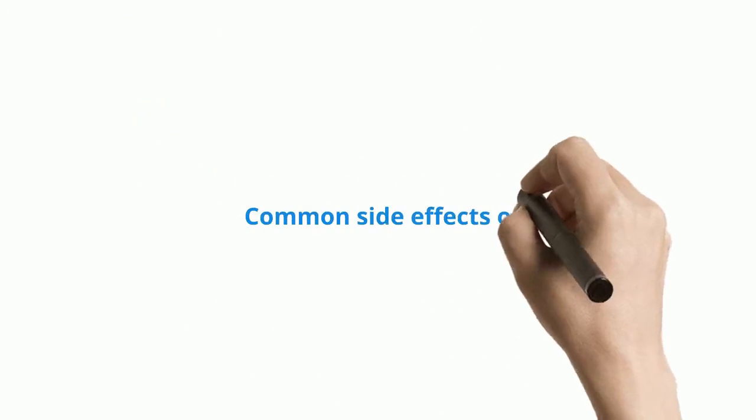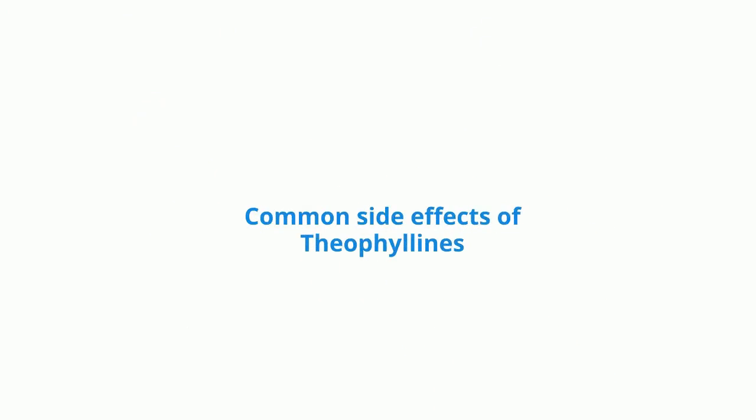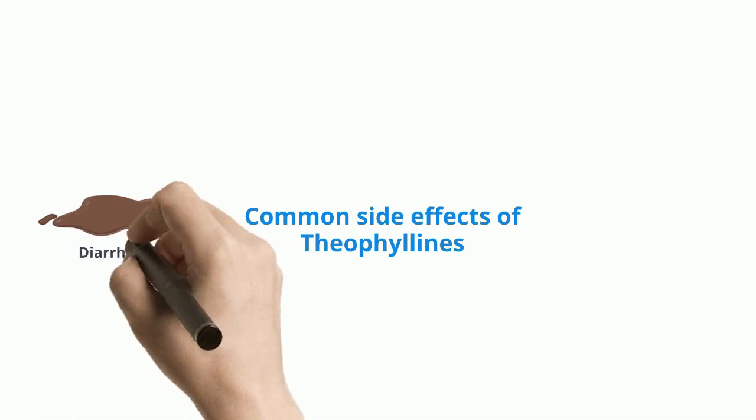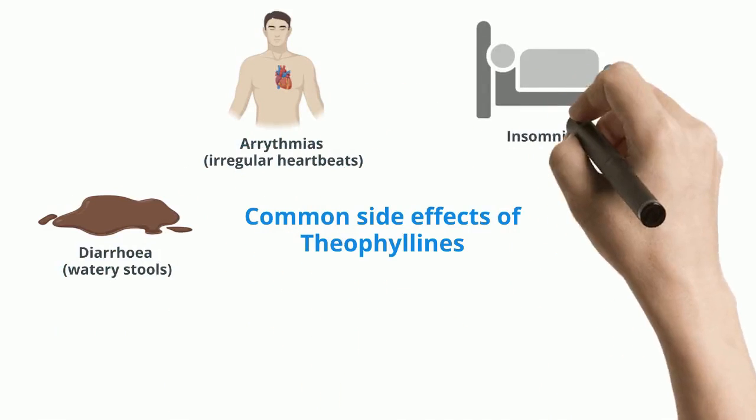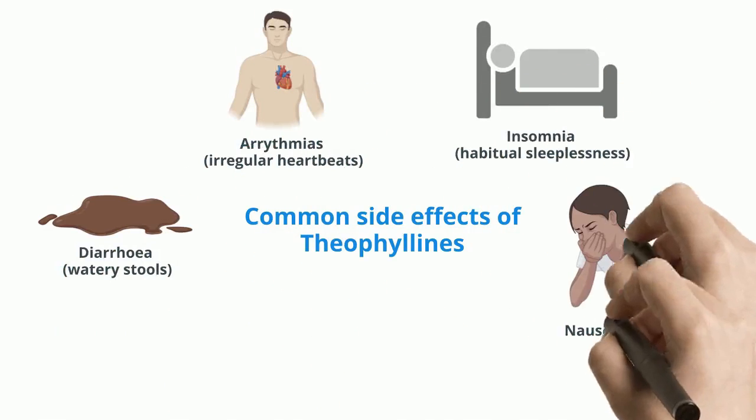Theophylline is extremely toxic at high levels. Some common side effects include diarrhea or watery stools, arrhythmia or irregular heartbeat, insomnia or habitual sleeplessness, nausea and vomiting, and headaches.